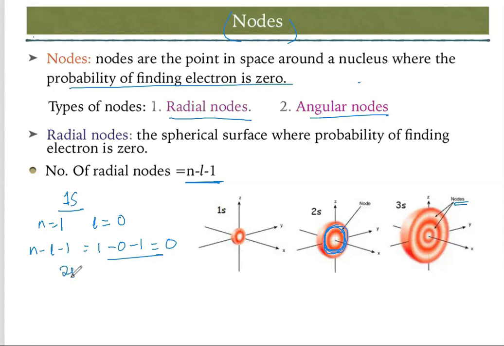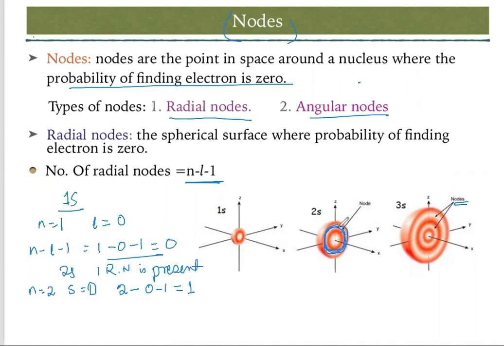Talking about 2s. For 2s, n is equal to 2, l is equal to 0. So n minus l minus 1: n is equal to 2, l is equal to 0, and minus 1. So this is 1. That means in 2s, 1 radial node is present.